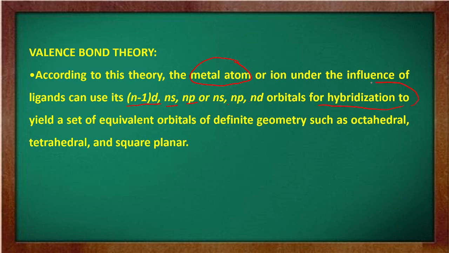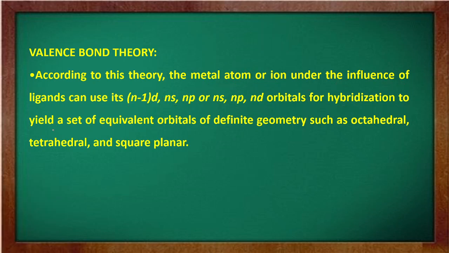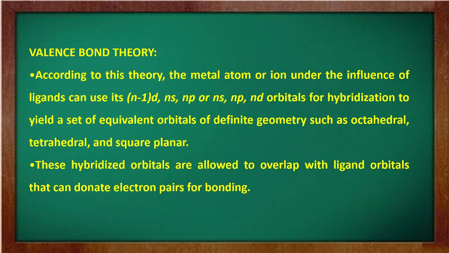So once again we have to go back to class 11 and learn about hybridization here. If you remember, we have already learned that in case of hybridization in our organic compounds, we are only limited with the s and the p orbital. But now here in case of metals, our d orbital will also come into the picture. And these orbitals hybridize and yield a set of equivalent orbitals of definite geometry such as octahedral, tetrahedral and square planar. Another one is that these hybridized orbitals are allowed to overlap with the ligand orbitals that can donate electron pairs for bonding.